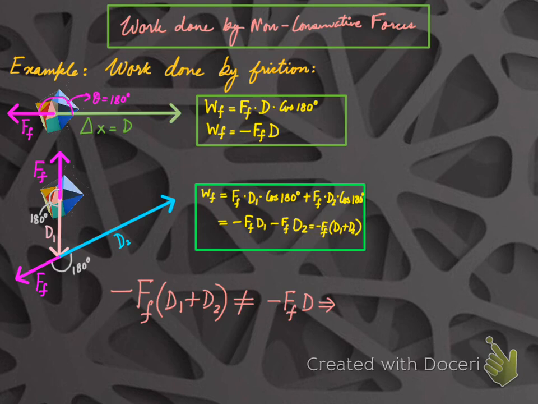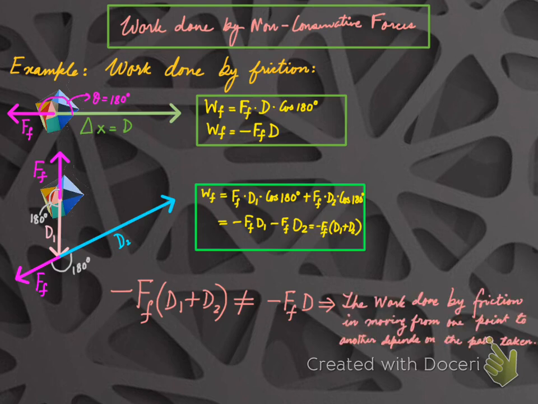So what does this mean? The work done by friction in moving from one point to another does depend on the path taken. So friction is a non-conservative force. So the exercise that we followed is actually pretty illustrative of how we discuss conservative and non-conservative forces and the way they behave.